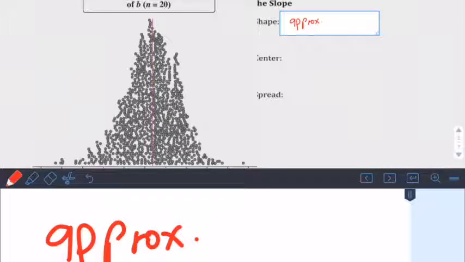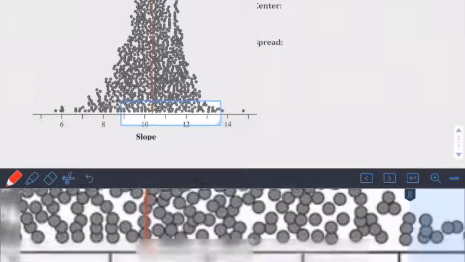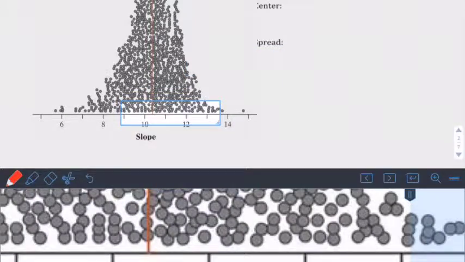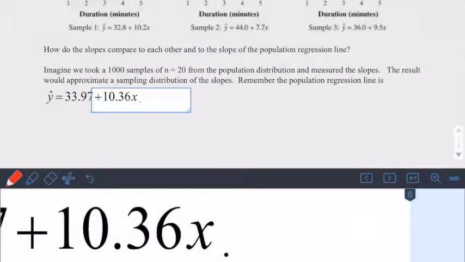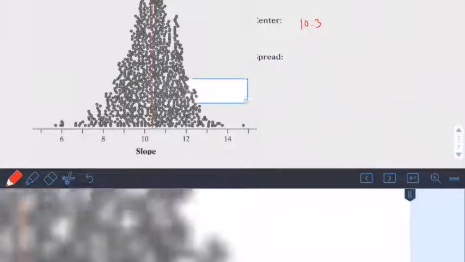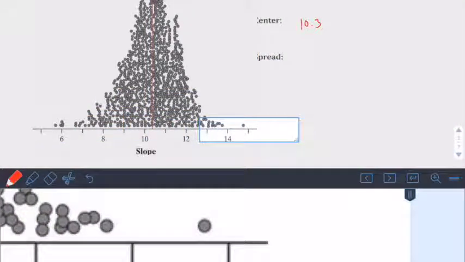So we can describe the shape. Well, it's approximately normal, as we expect when we have a sampling distribution. The center is around 10.3, which is the slope. The spread, you can see that it starts at around 5 and ends at around 15.5.